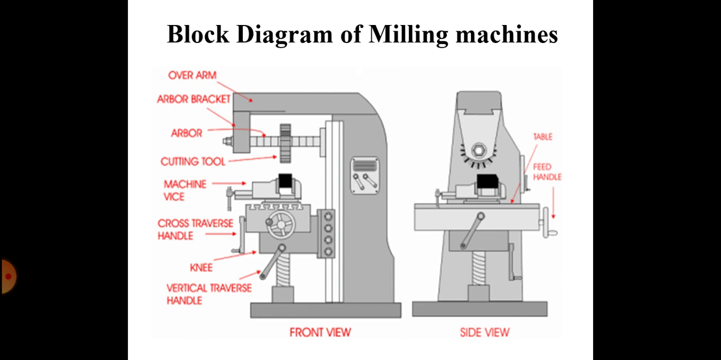The next part is the knee. It is present at the front side of the column and slides up and down. According to the workpiece height, the knee moves up and down with the help of an elevating screw. The knee contains different feeding mechanisms and controllers for the table. The top surface of the knee has a slide way for the table, which can move in X and Y directions.